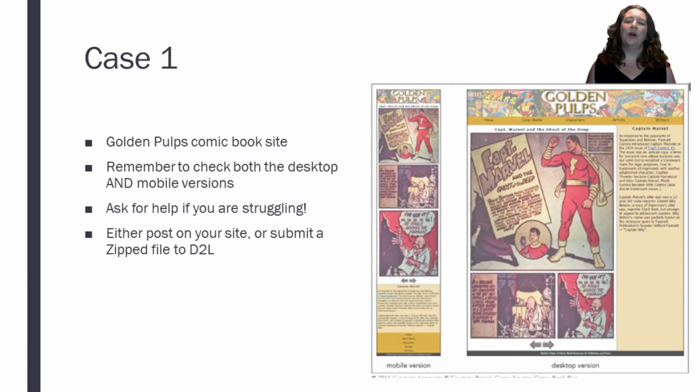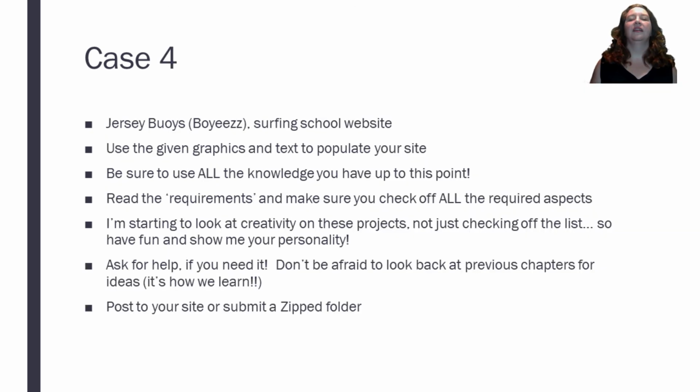Our Case 1 project is going to be the Golden Pulps comic book site. So this is going to, again, follow a subset of rules. Please remember to read the rules and the requirements as you go through it. They should look similar to the example that's here. Check both against your desktop and your mobile versions, and again, ask for your help. When you're finished, either post it to your site or submit the zip file.